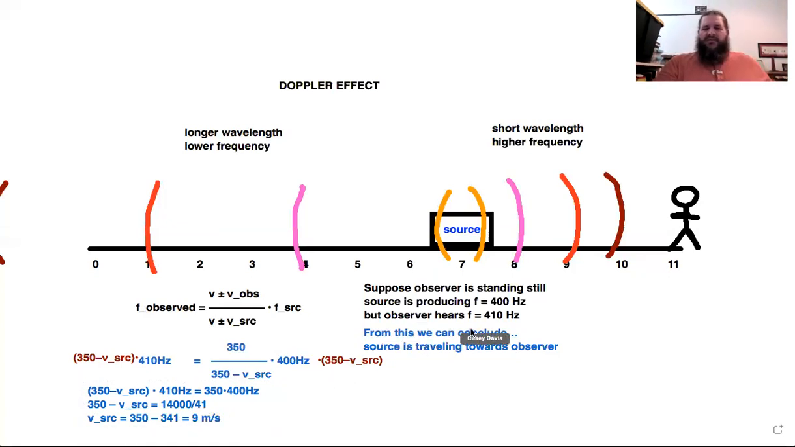So that means in order for this to work, to get a 410 hertz sound that you hear out of a 400 hertz sound that the source is providing, the source must be moving at 9 meters per second. So you can figure out how fast the source is moving just based on comparing the sound you expect to hear from that source if it were staying still versus the sound you actually hear. That's one of the many uses of the Doppler effect. Any other questions on the Doppler effect so far?